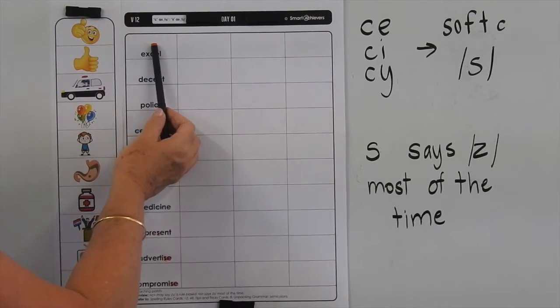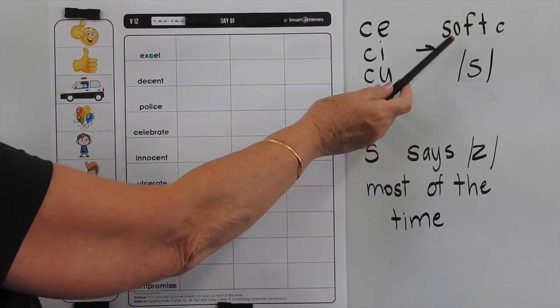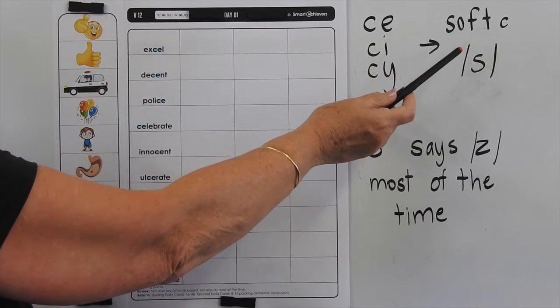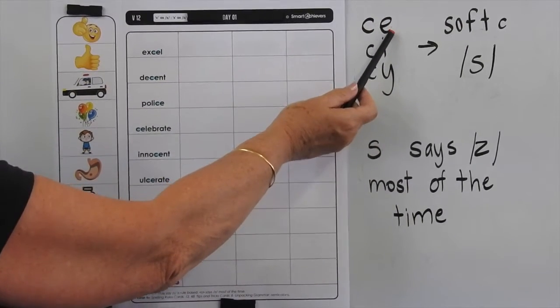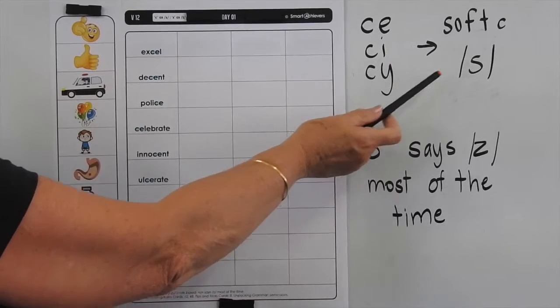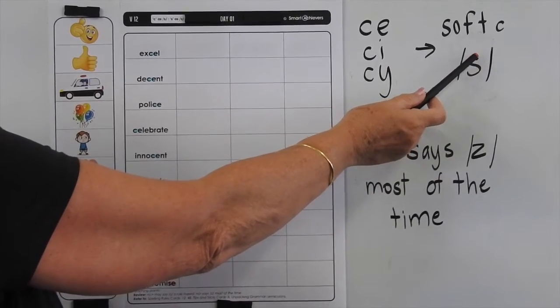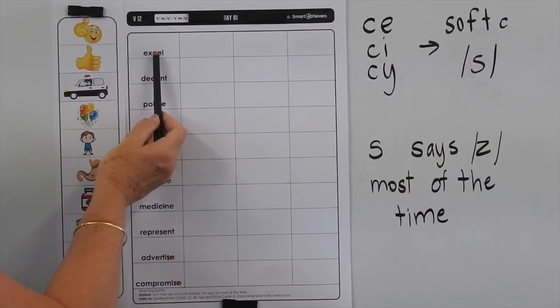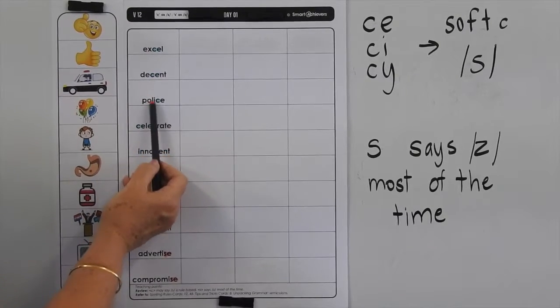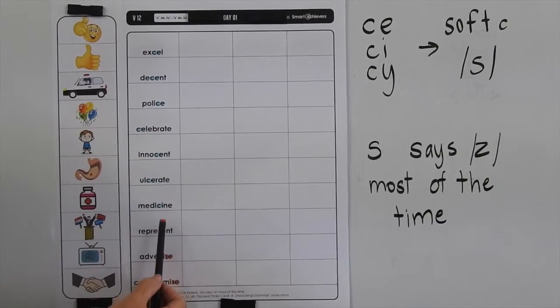On this set of words, we're looking at revising the soft C sound, which is represented by a C followed by an I, E or a Y. So it's when the C says S. So just go through and highlight the CE in each of these words, or the CI.